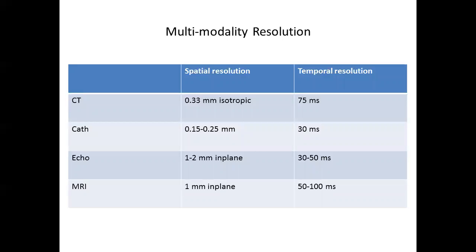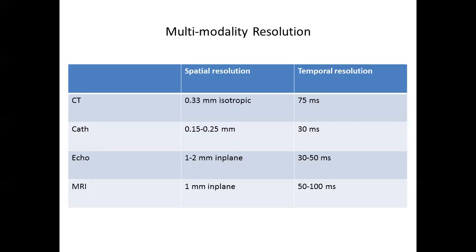So I try to put these numbers together. I think as fellows, this is important to know as you're choosing a modality, and depending on the indication, you can sort of go towards one modality or the other. So you don't need to remember the numbers, but this just gives a nice comparison. So CT, like we talked about, is never going to be as good as cath. Cath has a much higher spatial resolution, as you can see there. So CT is sort of a poor man's cath.